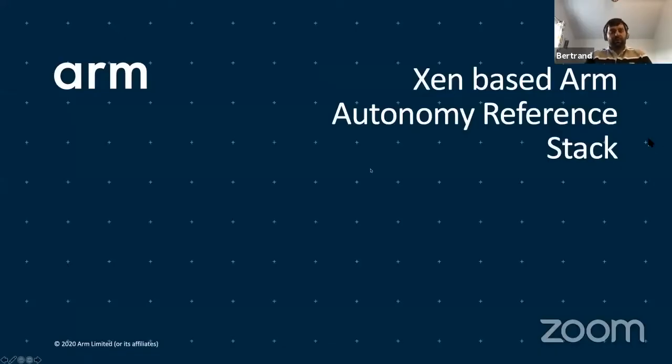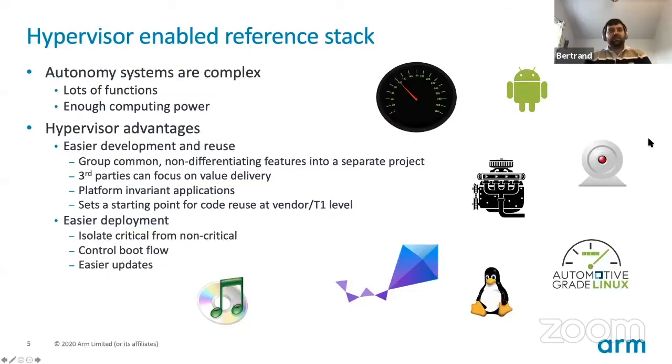So first, why is ARM creating a Xen autonomy reference stack? Autonomy systems are very complex. That's systems like self-driving cars, but also robots. A self-driving car includes complex input processing, like video or LiDAR, a number of computations going from artificial intelligence to voice recognition, and several output handling. That's managing the engine, but that can also be playing music on Android Auto.